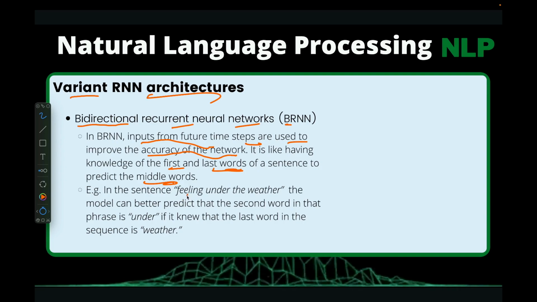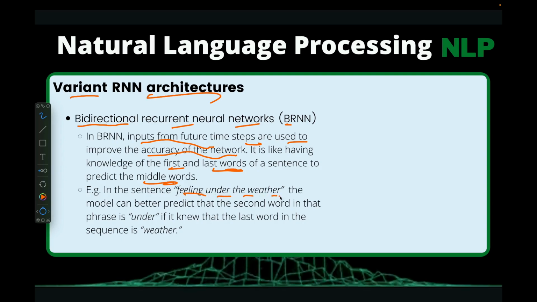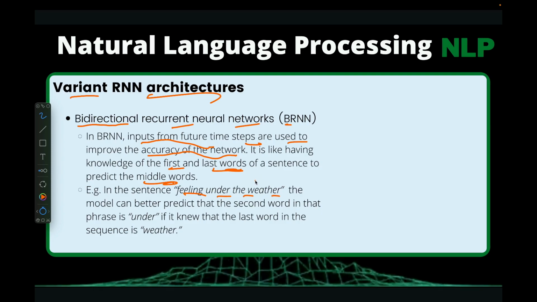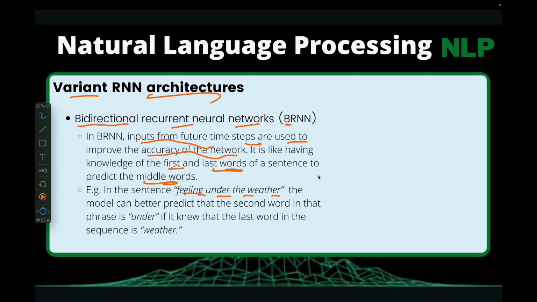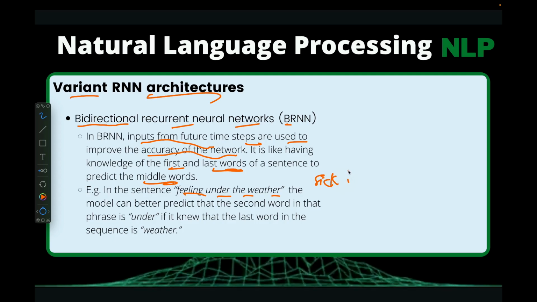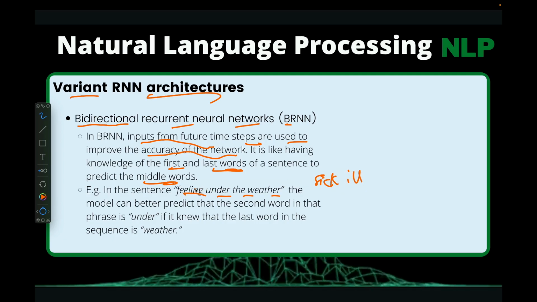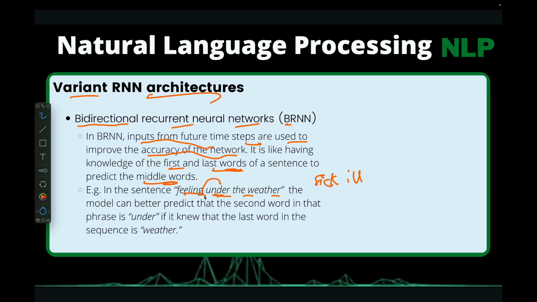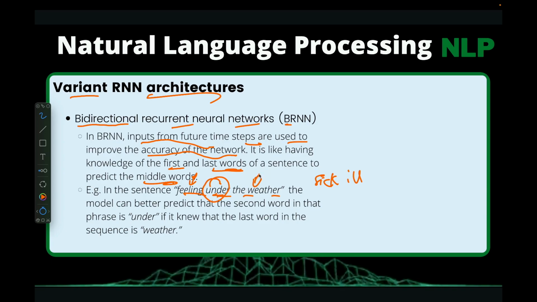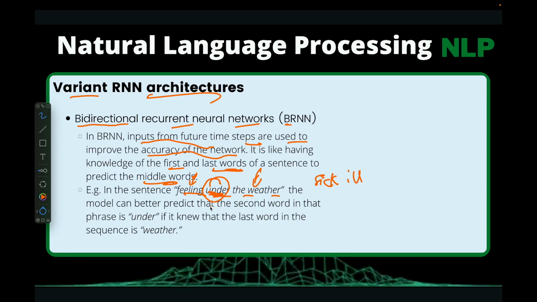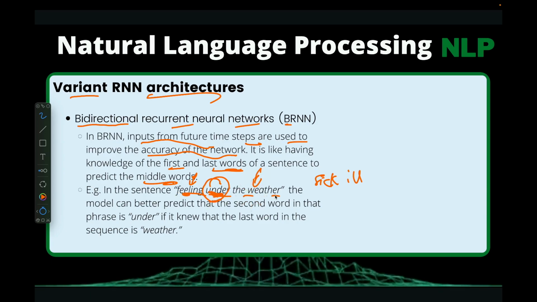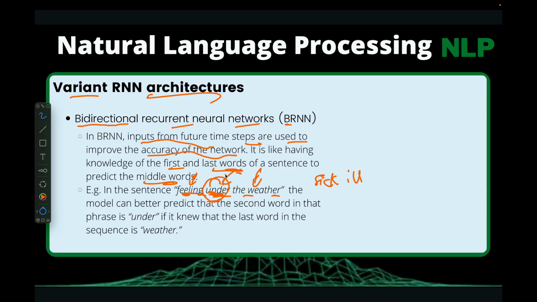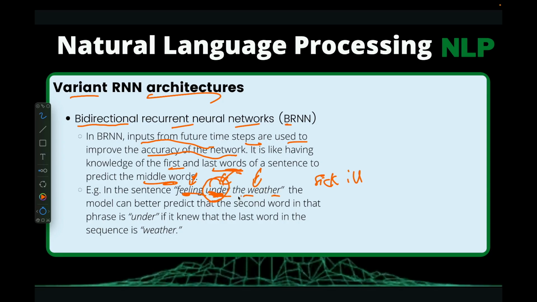So for instance, if we have a sentence here, "feeling under the weather." This is an idiomatic expression, meaning that the person is sick or the person is ill. So if you want the RNN to predict, say, "under," if it knows the beginning and it knows the end, that will help it to easily predict "under." So "feeling dash the weather" is likely to predict "feeling under the weather," maybe "feeling below the weather," something close.